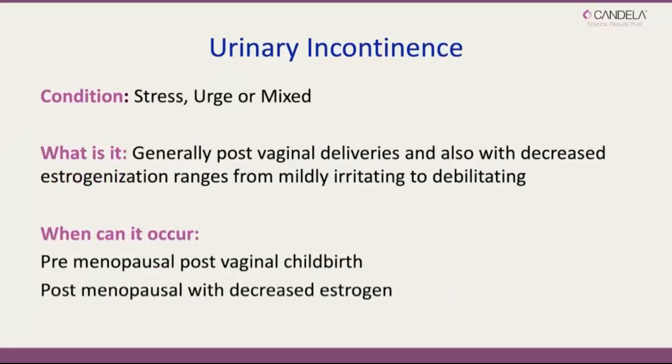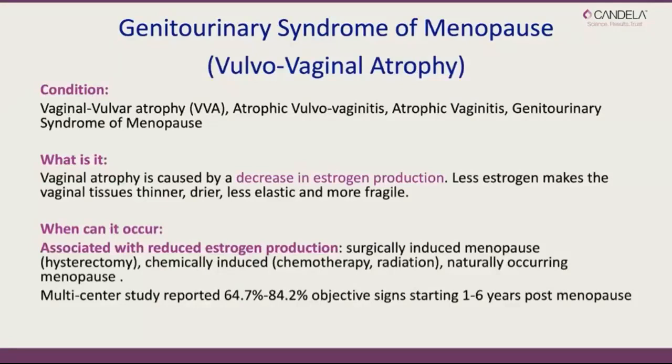Stress incontinence I mentioned, and as the estrogen levels decrease in patients as they approach perimenopause and menopause and postmenopause, this can be quite debilitating. And we now recognize scientifically a genitourinary syndrome of menopause caused by decrease in estrogen production. There are multi-center studies showing objectively that this starts 1 to 6 years after menopause.